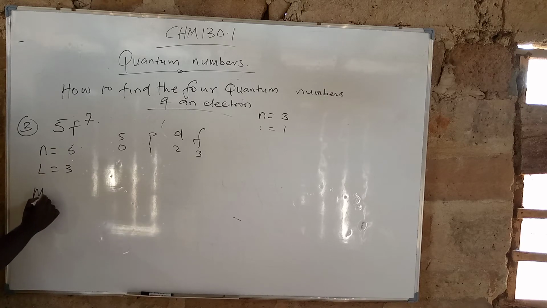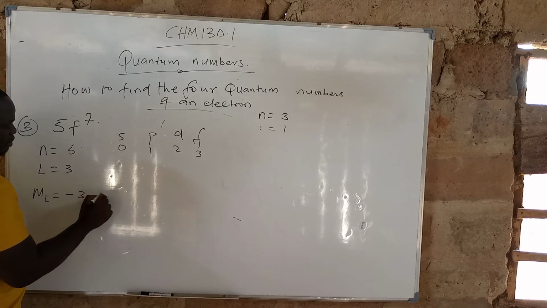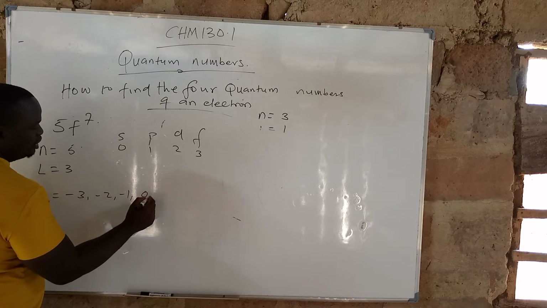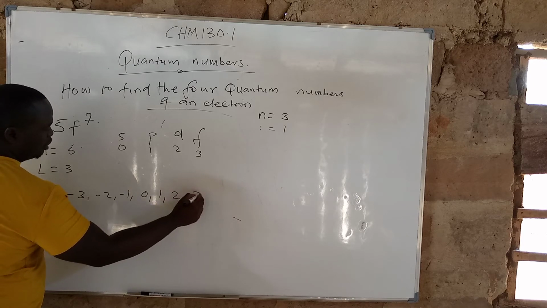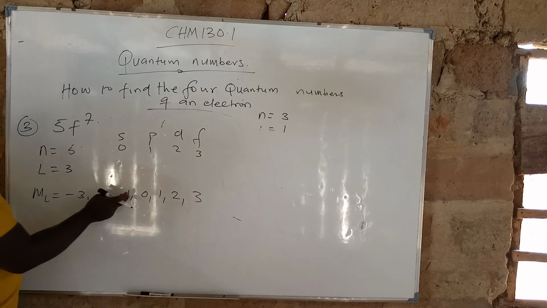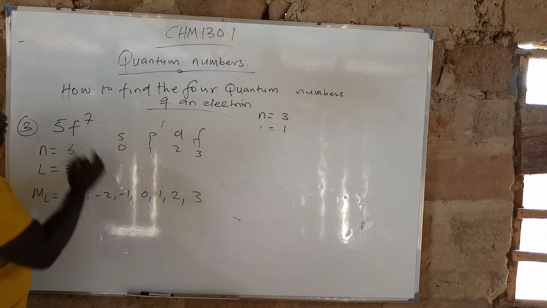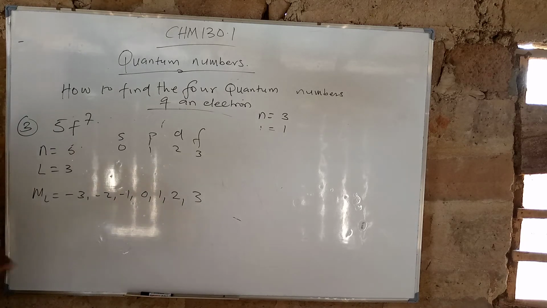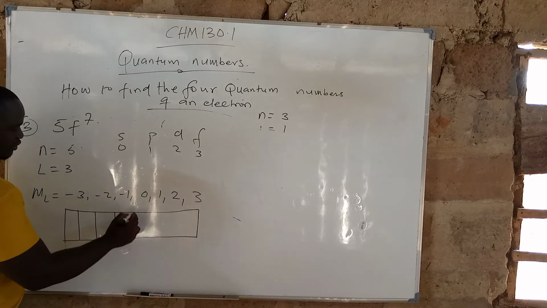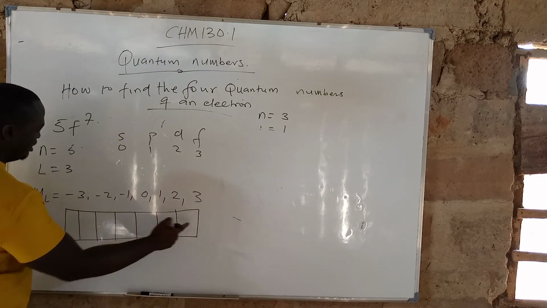And so your ML ranges from -L to +L. So -3, -2, -1, 0, 1, 2, 3. And so you can see we have how many subshells? We have 1, 2, 3, 4, 5, 6, 7. And of course, the F has what? 7 subshells. And so you want to draw it for you to calculate your MS. This is 1, 2, 3, 4, 5, 6, 7, right?